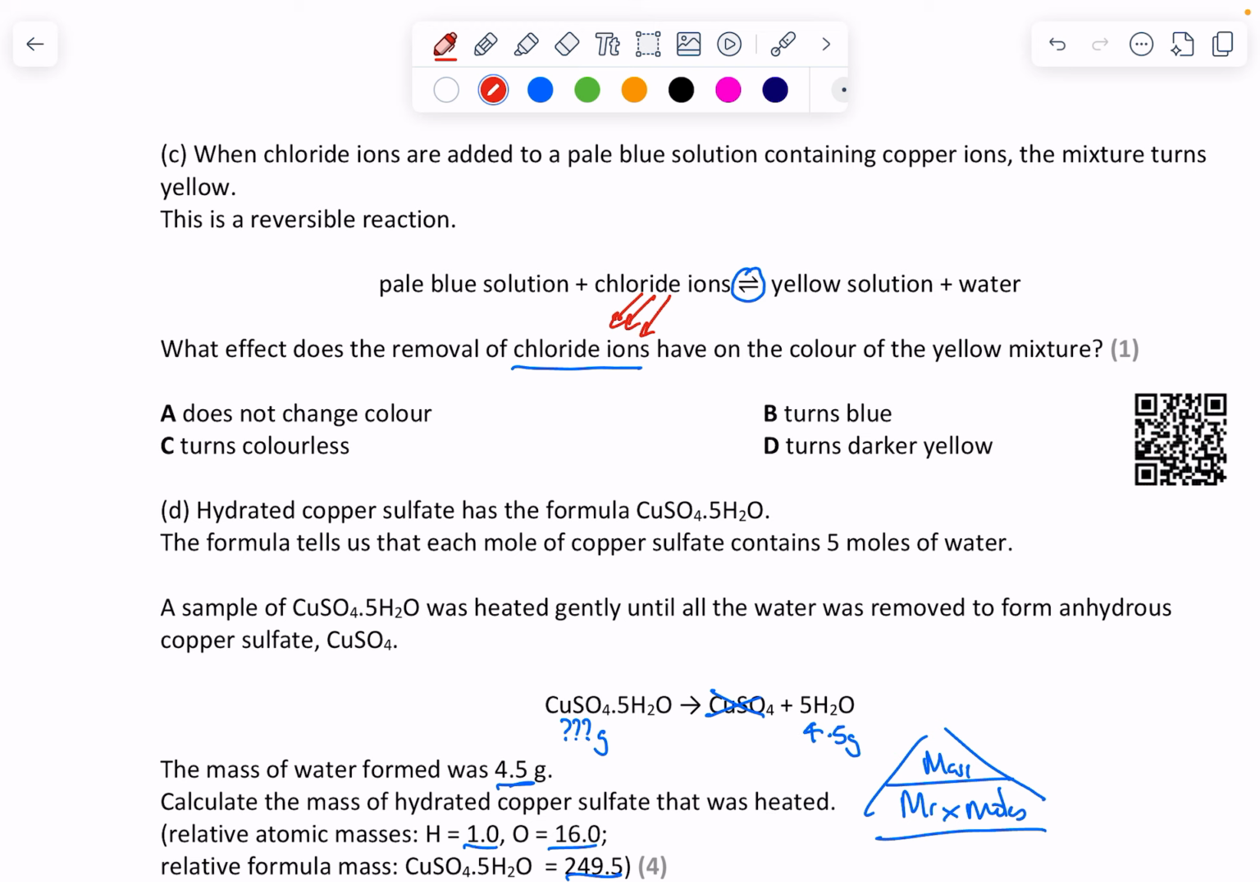So what I'm trying to do here is take those ions out of the reaction. If you remember Le Chatelier, it says it does the opposite. So a reaction at equilibrium will do the opposite to the change imposed. And if we are trying to remove those ions, the reaction is going to try and replace them. And it will do that by moving towards the left. And if it moves towards the left, we're going to get more of this pale blue solution forming, meaning that the solution will start to turn blue is the right answer.